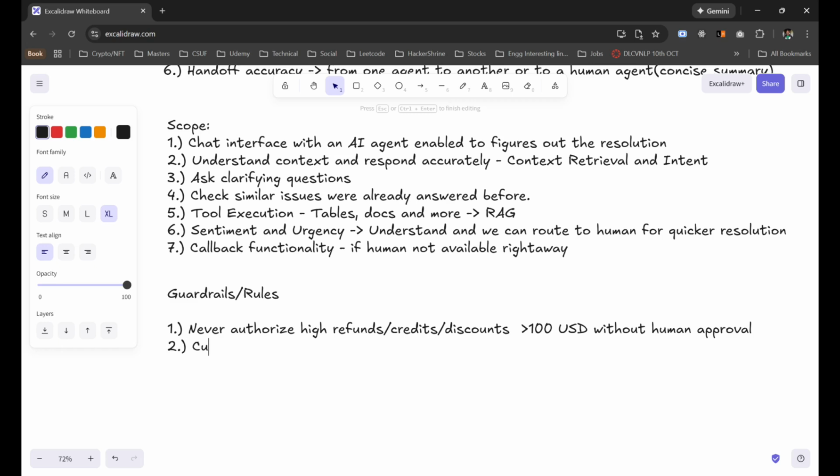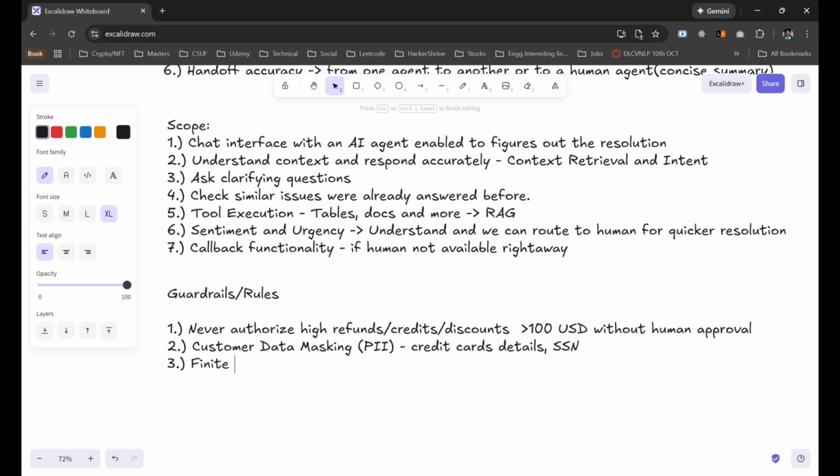Then we should always mask the customer data, right? All the PII information should be hidden. We don't want to show the entire credit card details, maybe SSN, stuff like that. We should not show it. Maybe the last four digits and stuff like that would work, but never show everything to the user.